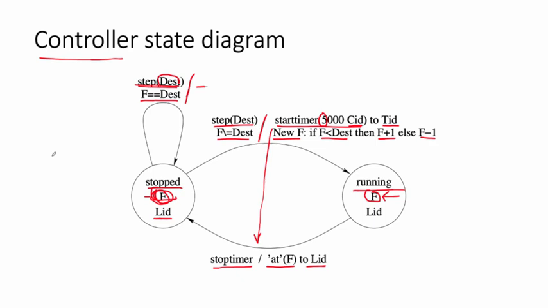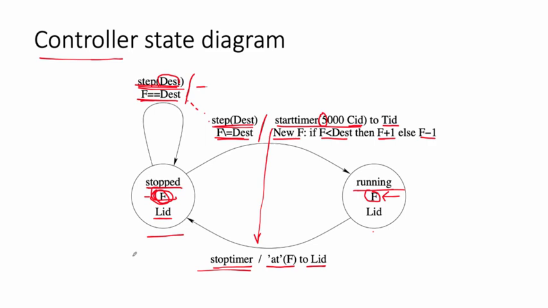Now you have to check: is this state diagram complete? Are you missing anything? This is very important when you build a state diagram. In each state, will it receive all possible messages? The step message is received when I'm stopped. Here I have F equal to dest and F different from dest, so these are all the possible step messages. When I'm running, I can only receive one message, stop timer. If I send a step message to the controller and the controller is running, it will ignore that. It will only receive it when it's back in the state stopped.